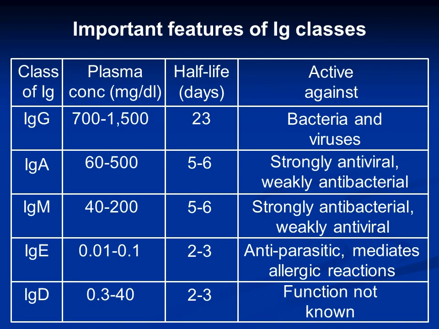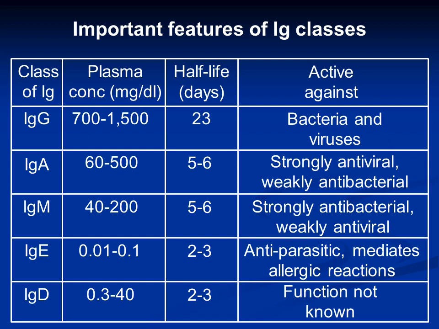The different classes of immunoglobulins differ in their concentration, their half-lives, and also in their activity. Immunoglobulin G is present in the highest concentration out of the five classes of immunoglobulins. Its concentration in plasma is 700 to 1500 milligrams per deciliter. It also has the longest half-life out of the five classes. The half-life is 23 days. IgG is active against bacteria as well as viruses.